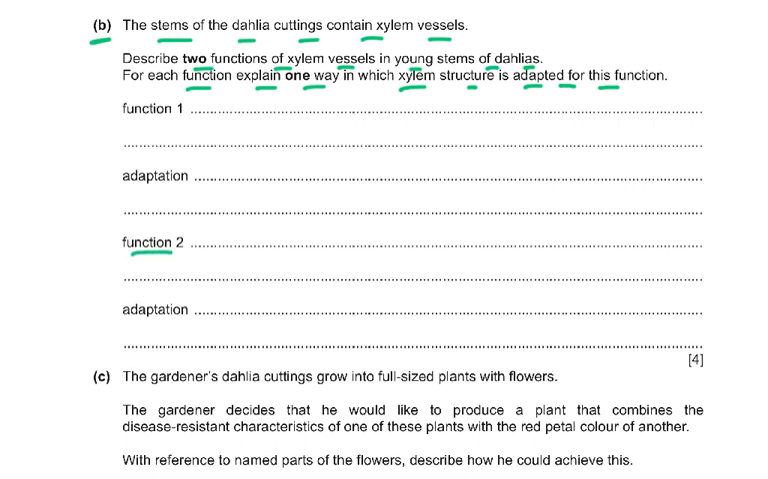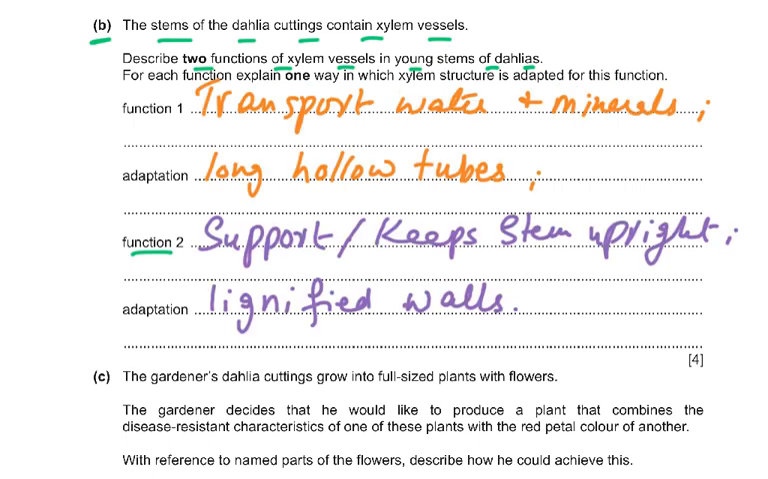And how does it do that? It has lignified, woody, strengthened, hard walls, which of course give it a whole lot of strength and support the whole stem. So function 2 would be mechanical support, or you can say keeps the stem upright. So transport water and minerals, long hollow tubes; support, keeps the stem upright, and the reason why they do it is the lignified walls, which give it strength, and that of course helps it to give the support to the plant.